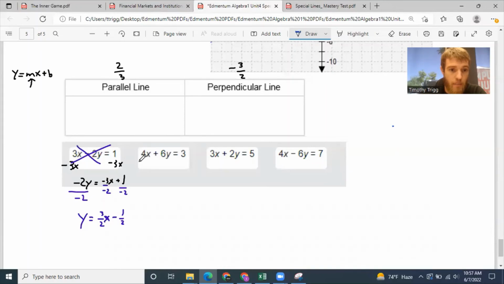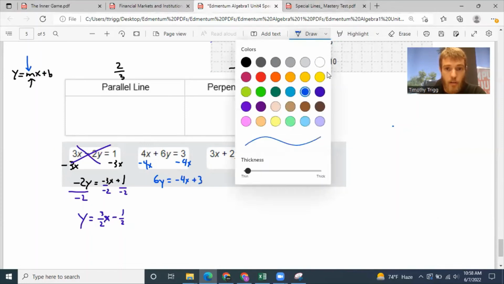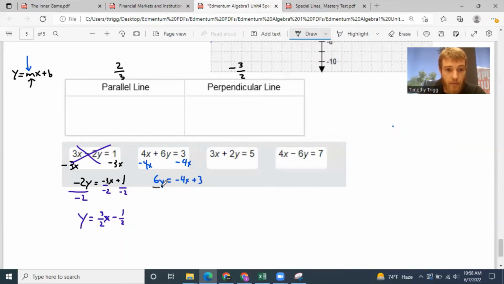So my first step, again, I want to get y by itself so I can be in slope-intercept form, and then we'll be able to find the slope easily. So I'm going to start by subtracting 4x on both sides of the equation. This will give me 6y on the left equals -4x plus 3. Then, to help me get y by itself, we're going to divide both sides by 6.